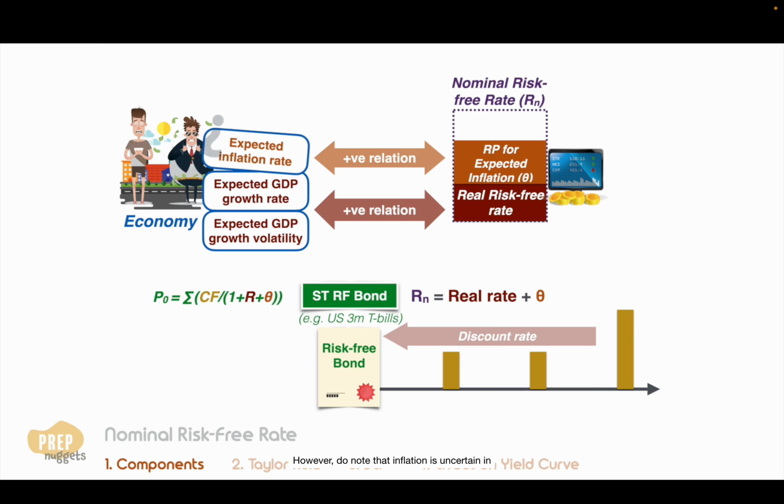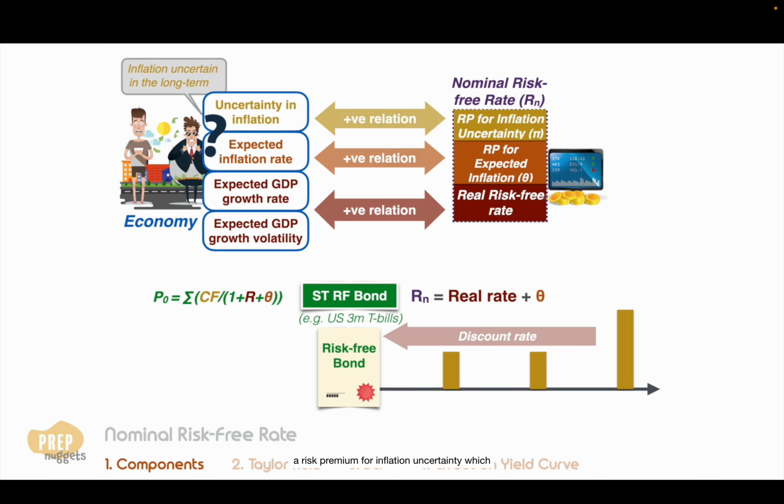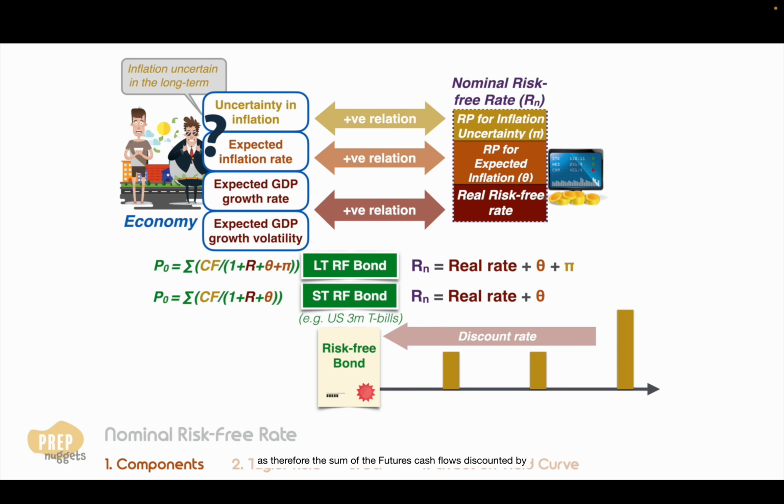However, do note that inflation is uncertain in the long term, so for longer-term bonds, we add a risk premium for inflation uncertainty, which we denote using the Greek letter pi. The nominal risk-free rate for long-term risk-free bonds is therefore the sum of the real rate, inflation expectation, plus the risk premium for inflation uncertainty. The price of a default-free coupon-paying bond is therefore the sum of the future cash flows discounted by the nominal risk-free rate.